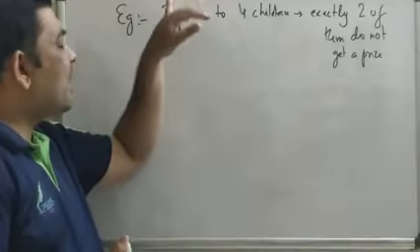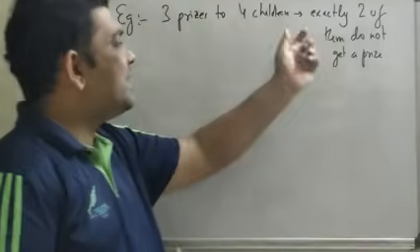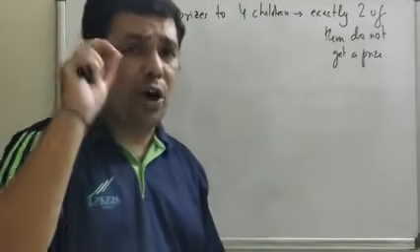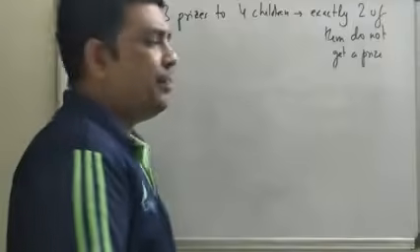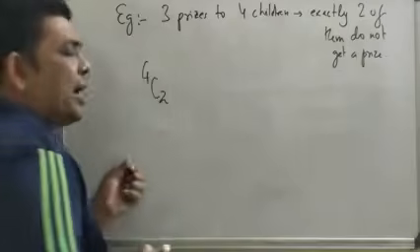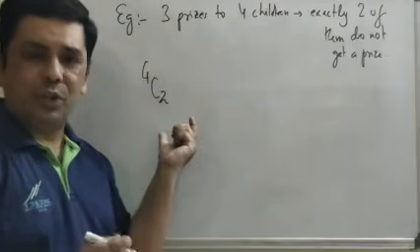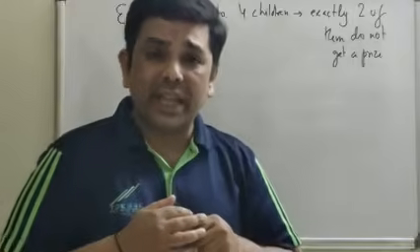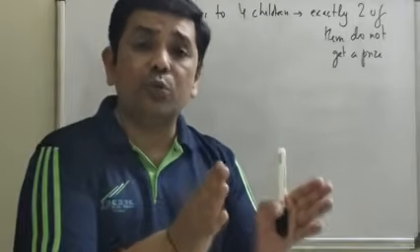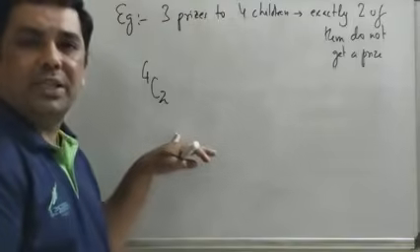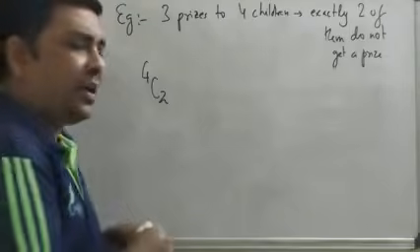3 different prizes have to be distributed to 4 children such that exactly 2 of them do not get a prize. What is the logic? What should be the thought process? Step-by-step approach. First of all, let us say which 2 children are going to get the prize. So 4C2. What is 4C2? 4C2 is nothing but saying which are the 2 children out of the 4 who are going to be given the prize. So 4C2. Right?